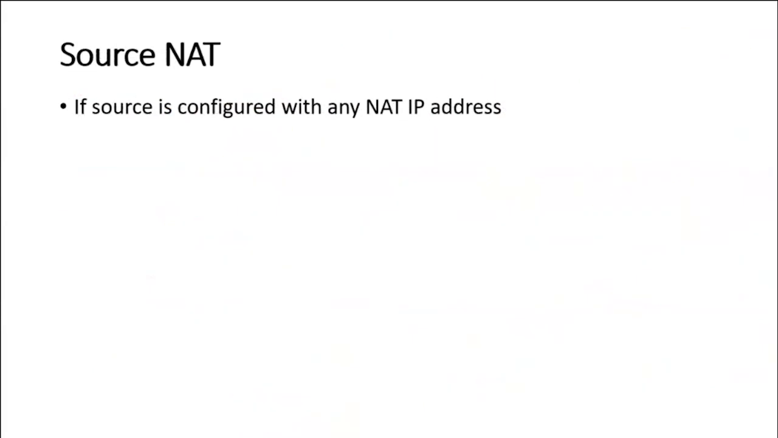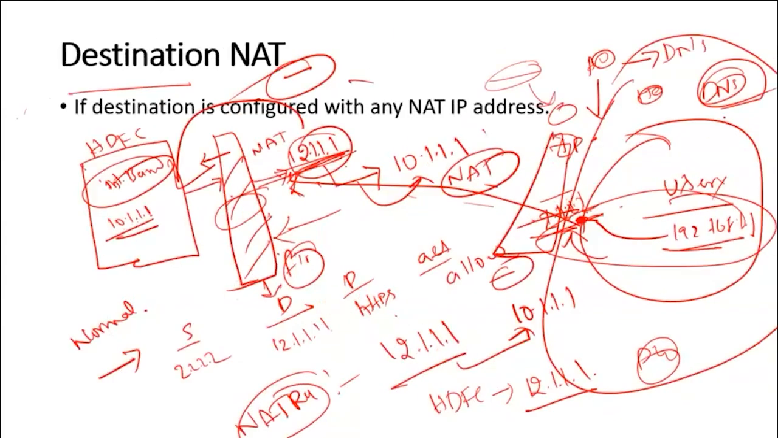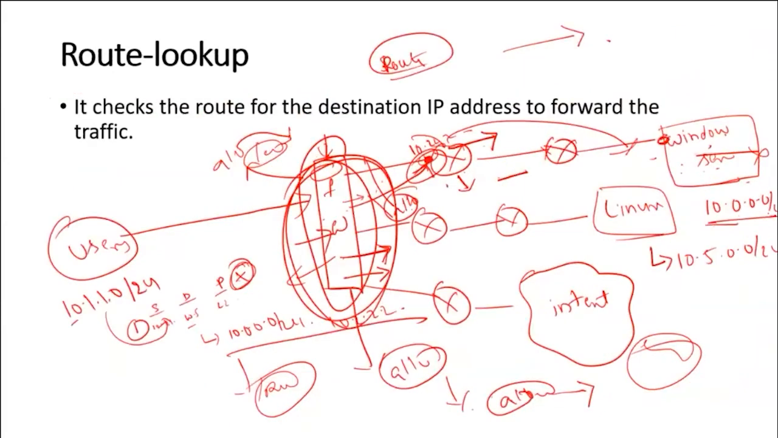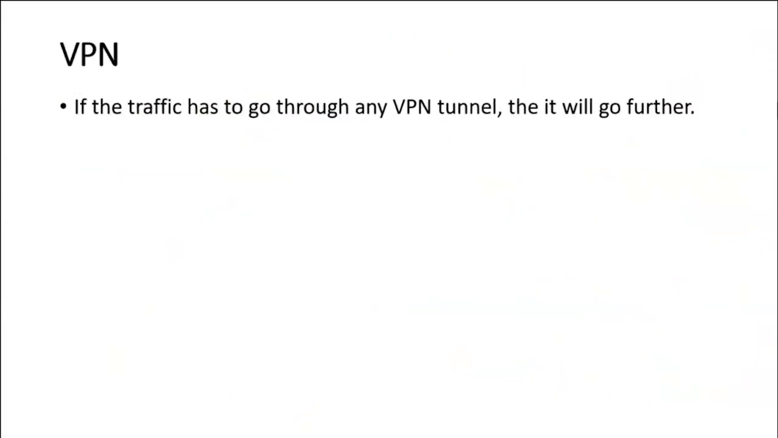So here it will check source NAT if they're trying to access the internet. The source is NATed with some other IP address. That is called source NAT. In this case, if you can see, the actual user IP address is 192.168.1.1. If source NAT is happening, 2.2.2, it will convert this IP address to this one. This is about source NAT.